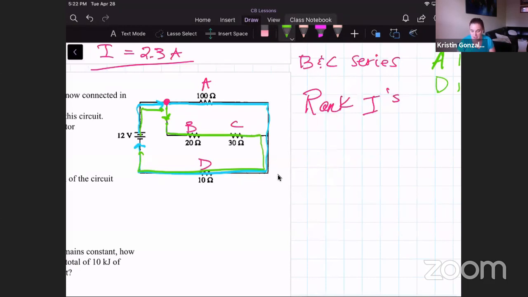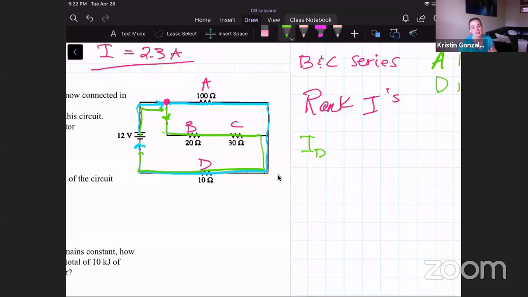Okay, so anything that's in series with the battery obviously is going to have the greatest amount of current. So ID is going to be the greatest. Okay, so let's look at this junction and let's look at the current going down through B and C.